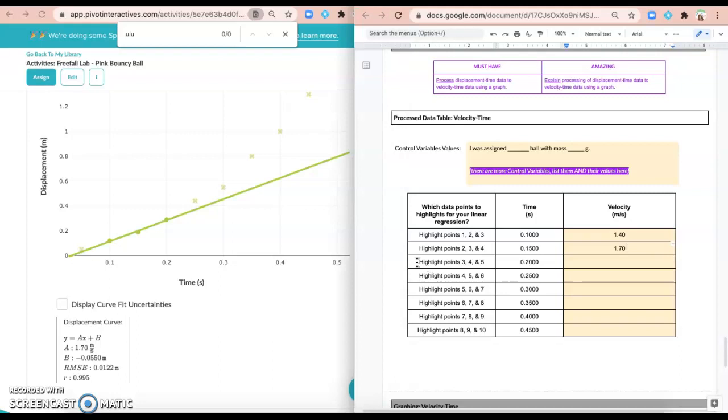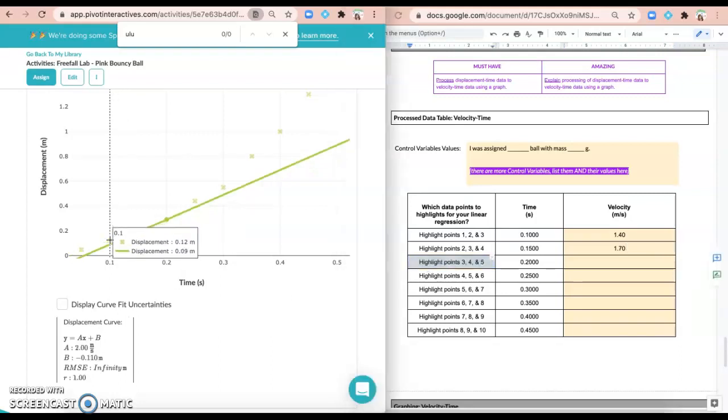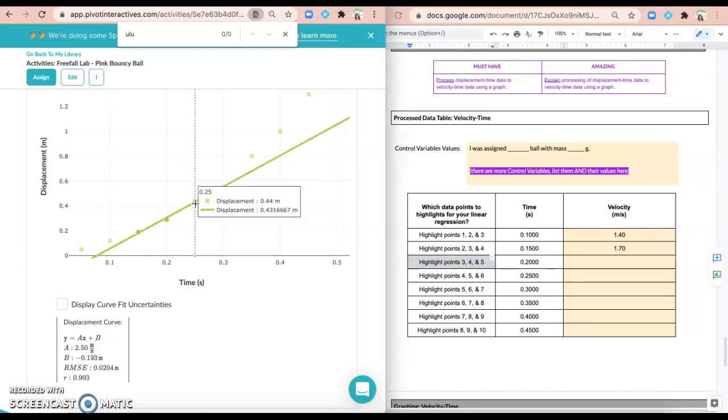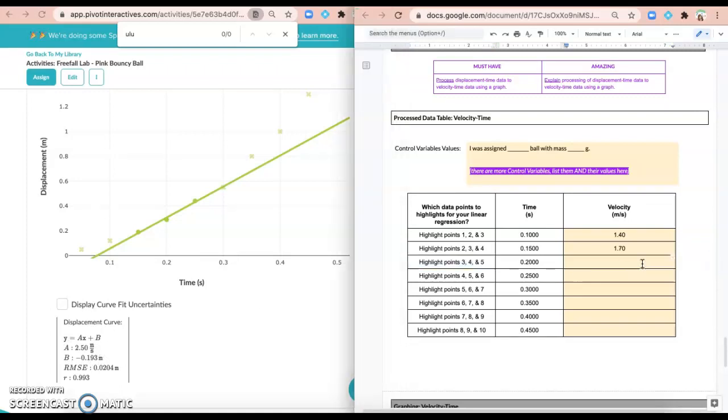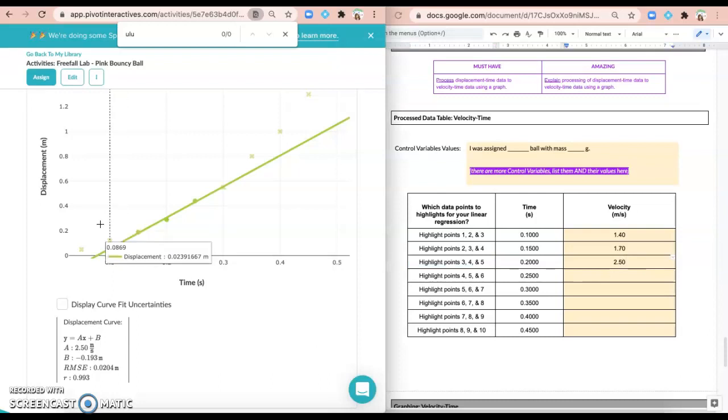I'll move on to the next part of my data table, highlighting points 3, 4, and 5. I'll uncheck that and include that. And again, it got steeper. This makes sense with what I would expect for a parabola. Looking at my slope, 2.5 meters per second, recording that as my velocity.